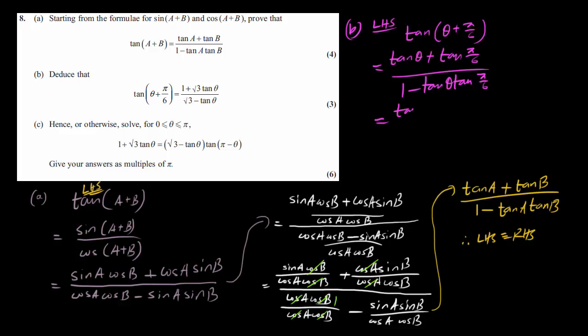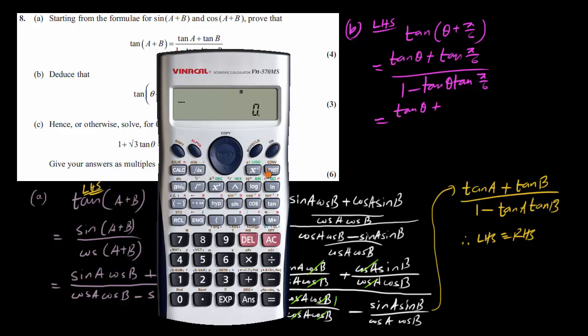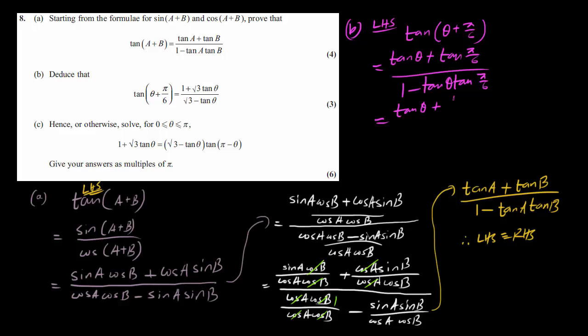Okay, so tan theta plus tan pi/6. Tan pi/6 means tan 30 degrees. So tan 30 degrees is basically 1 by root 3. You can use the calculator also. So tan 30 degrees is 1 by root 3. This is what it turns out to be. So let me write it as tan theta plus 1 by root 3, divided by 1 minus tan theta times, again, 1 by root 3.